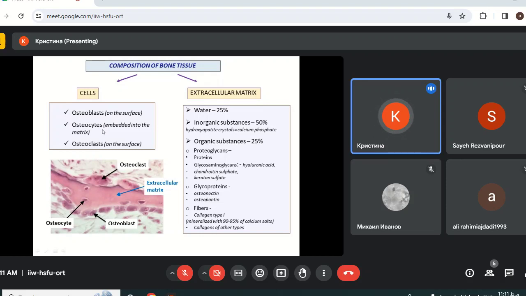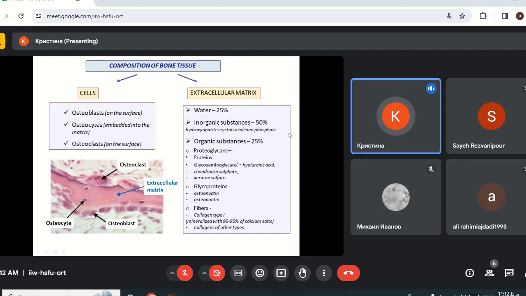Osteocytes are the final form of osteoblasts. They are fully mature cells, and they are embedded into the extracellular matrix of the bone. So osteocytes are located inside the bone. They are not active, and they are not dividing cells. And osteoclasts are the cells of the second differon. They also are located on the surface of the bone. They are multinuclear cells with many nuclei. They break down the bone tissues.